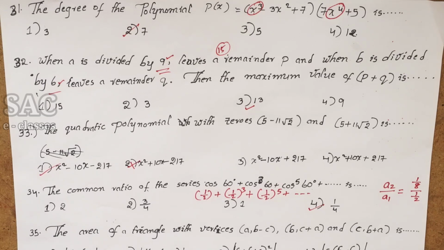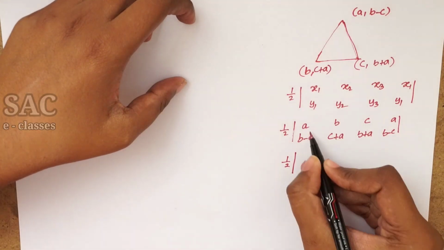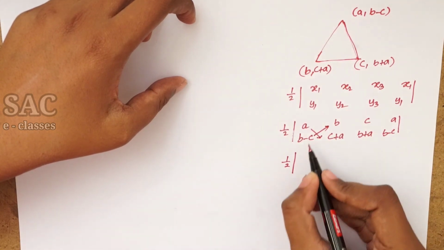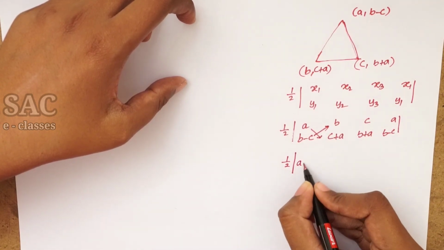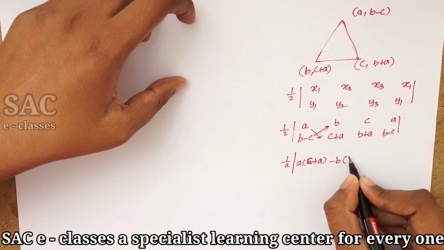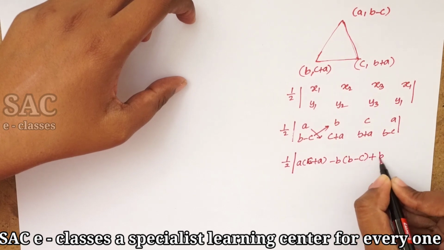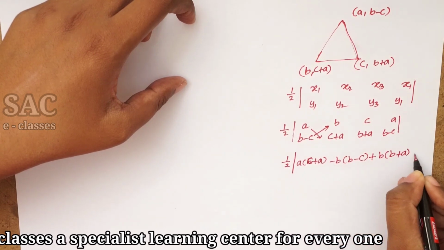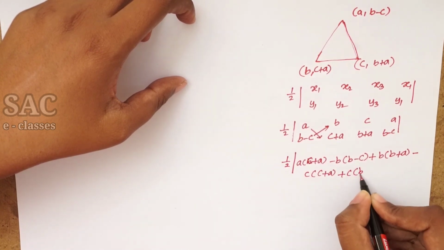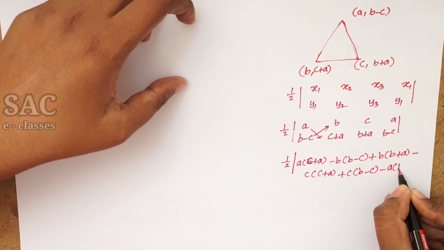The area of the triangle with the vertices A comma B minus C, B comma C plus A and C comma B plus A is. Now look here, if you want to find the area of the triangle, it is better to use the down arrow up arrow method. Multiply A into C plus A minus B into B minus C plus B into B plus A minus C into C plus A plus C into B minus C minus A into B plus A.